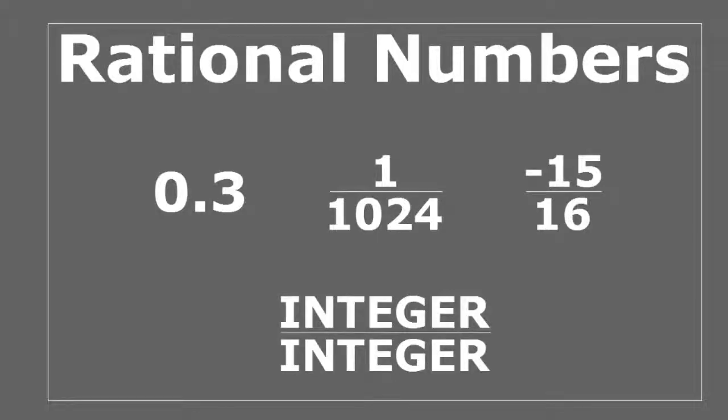Rational numbers are numbers that can be expressed as a ratio of integers, or what is the same thing, a fraction that only contains integers in the numerator and integers in the denominator. Let's look at some more examples of rational numbers.